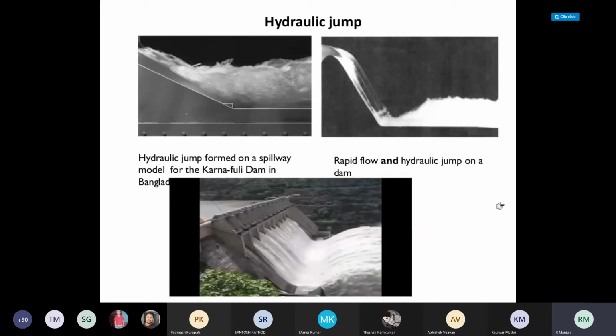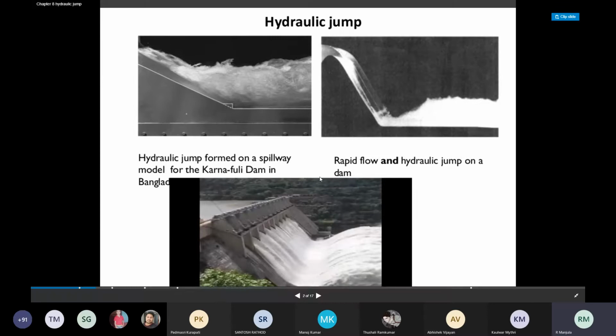So here, as I told you, there are two flows: gradually varied flow and rapidly varied flow. In gradually varied flow, the depth of the flow varies gradually over the length of the channel. In rapidly varied flow, the depth of the flow varies rapidly over the length of the channel. You can see the hydraulic jump is one such example of rapidly varied flow.